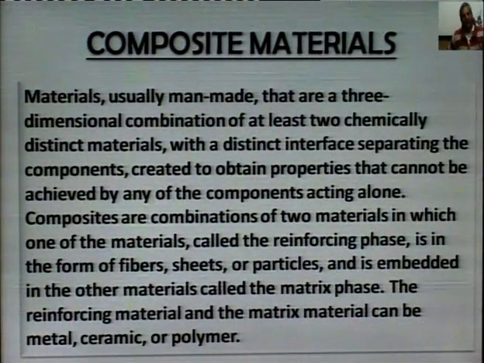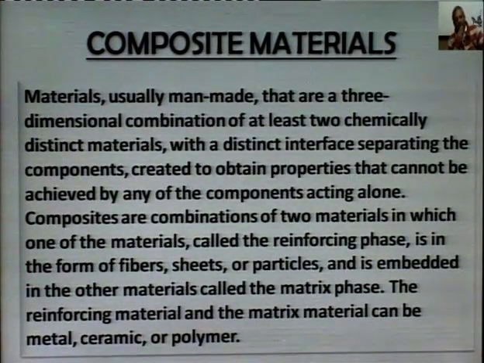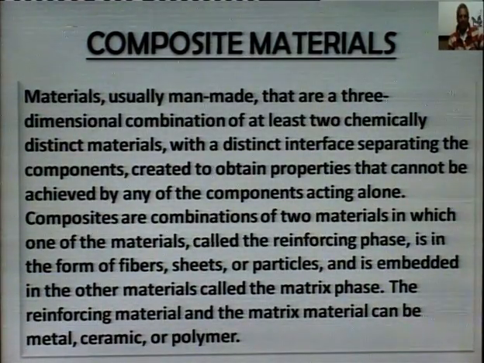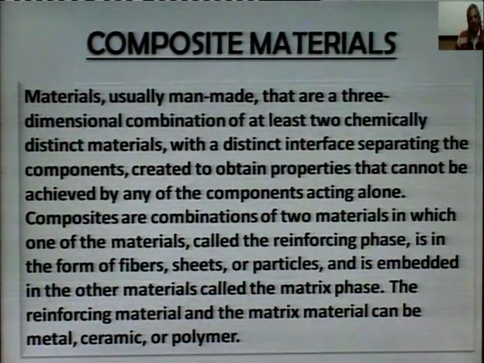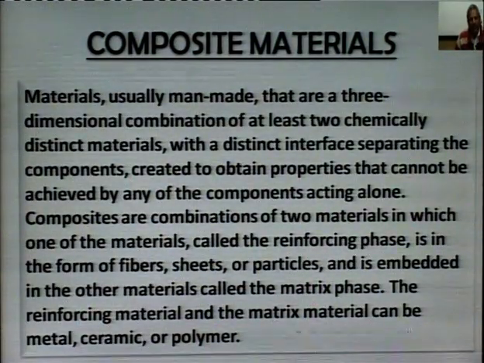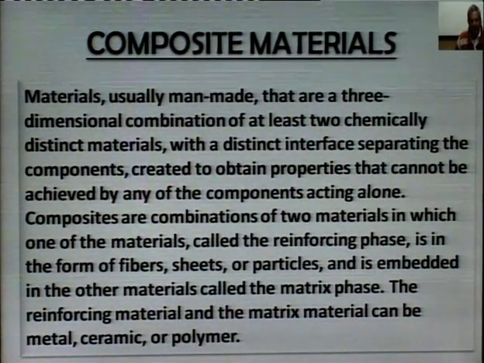Composite materials. These materials are usually man-made. They are a three-dimensional combination of at least two chemically distinct materials with a distinct interface separating the components, created to obtain properties that cannot be achieved by any of the components acting alone. So these are man-made materials.